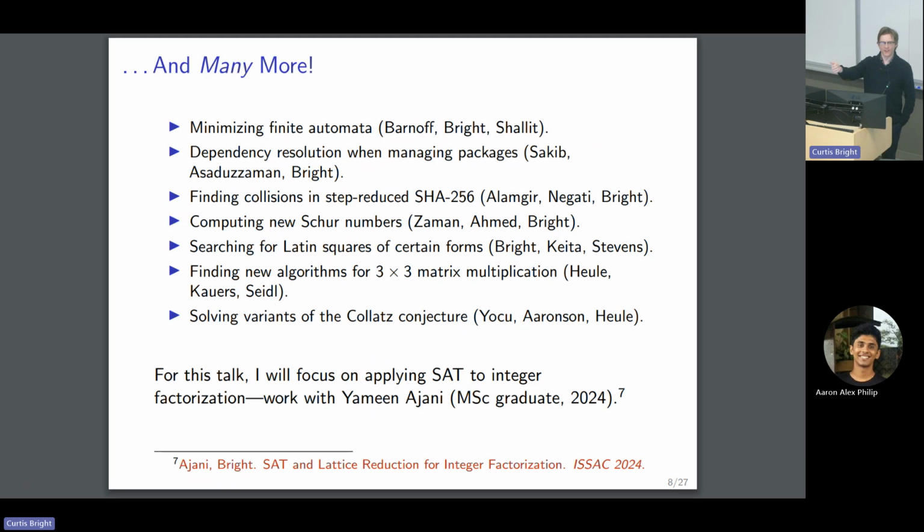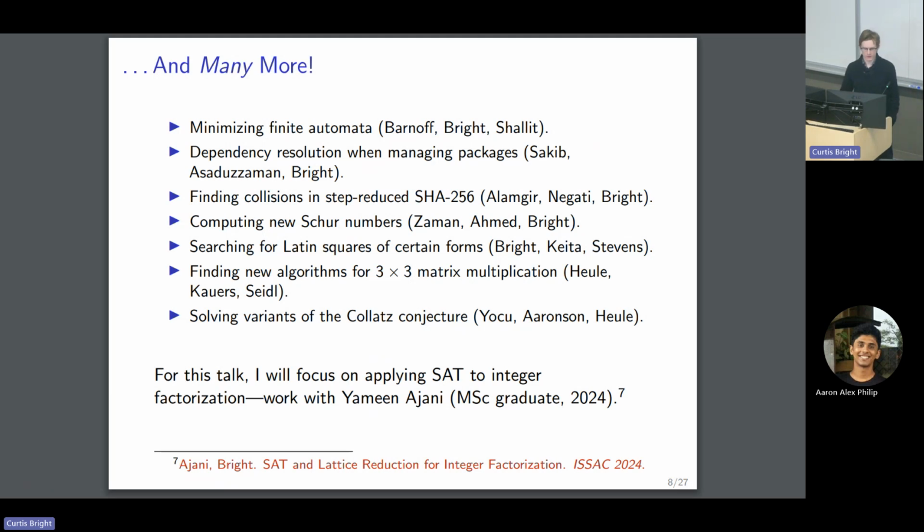Right. So we have Aaron Barnum, who did a published paper on minimizing finite automata. We have Sadman Sakil, who is working on dependency resolution when managing packages. Last year, Malian and Alamgir worked on finding collisions in hash functions. We have Yameen Ajani, who is finding new Schur numbers, and Amdu Gita researching Latin squares of certain forms with the SAT solver. And then there are many other cool applications. For today, we're going to focus on one application, which is cryptography and integer factorization.